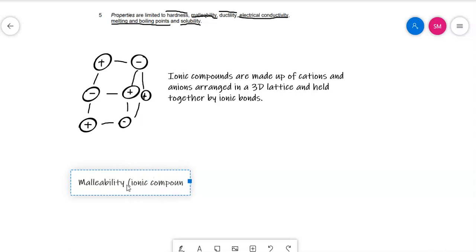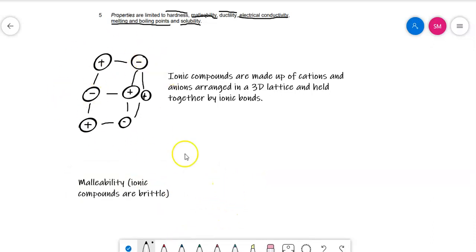which means that if you apply a strong enough force to them, then the bonds within the ionic compound will break and the substance will shatter. So ionic compounds are brittle. So we will just look into why that is.